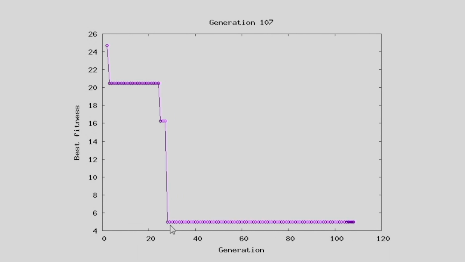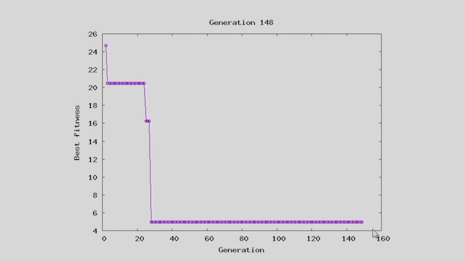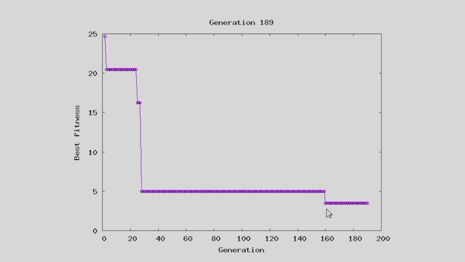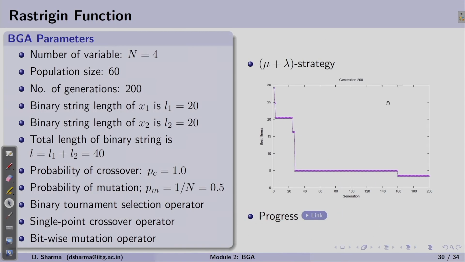So the improvement can be seen once it reaches 30, there is no improvement, and at around close to 160 we get another improvement. Note that the optimum solution for this problem is (0, 0), and the function value should be 0, and after 200 generations binary coded GA is still unable to find the optimum solution.